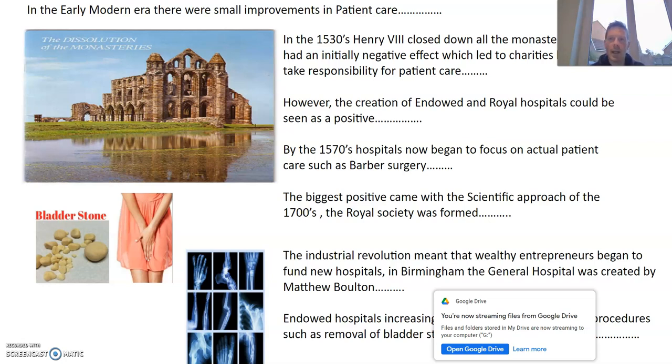Okay, but in the early modern era, you get hospitals like St Thomas's, Guy's, Westminster, and the one that I've listed down there, the Matthew Boulton Hospital, was set up, and they were a little bit better at providing the latest treatments, which were based on an actual scientific approach, things like bone setting, removal of bladder stones, etc. So we do see some improvement towards the end of the early modern era.